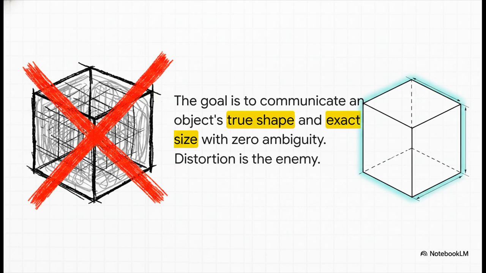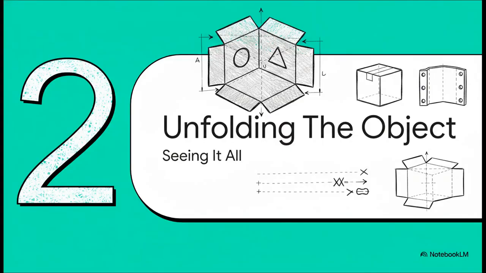And here's the most important thing to get. This isn't an art class. The goal isn't to make a pretty picture. It's all about perfect communication. An engineer needs to show an object's true shape and exact size with zero, and I mean zero ambiguity. Distortion is the enemy. So that brings us to the really clever solution: unfolding the object.